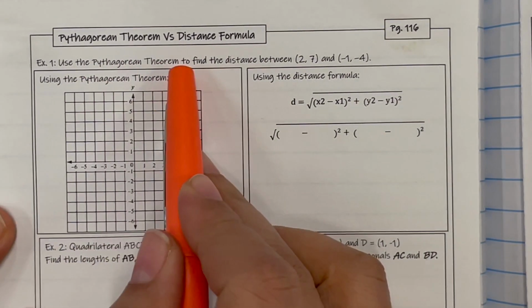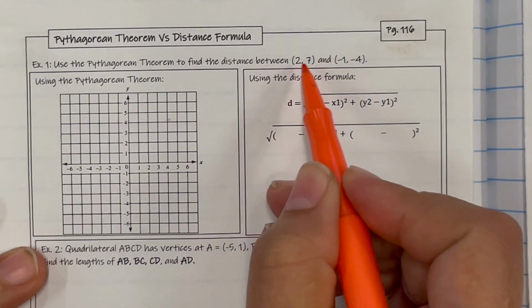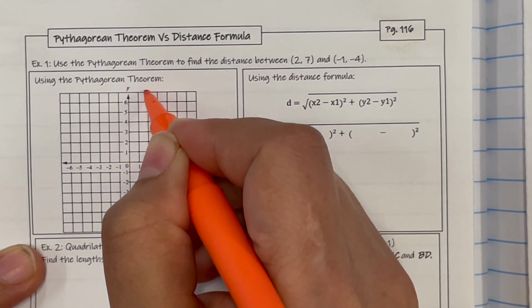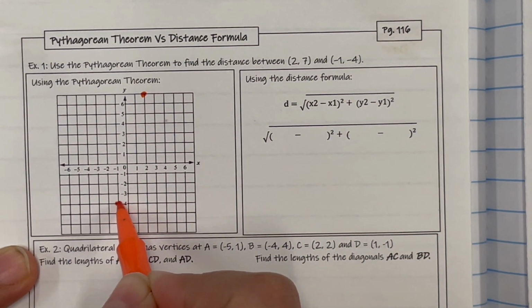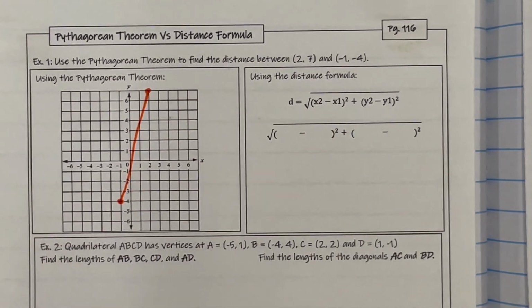Okay, so use Pythagorean theorem to find the distance between these 2 points. So let's use Pythagorean theorem first. We're going to plot the point (2, 7). And then we're also going to plot (-1, -4). And we are finding the distance between these 2 points. Okay, that's how we're finding it.